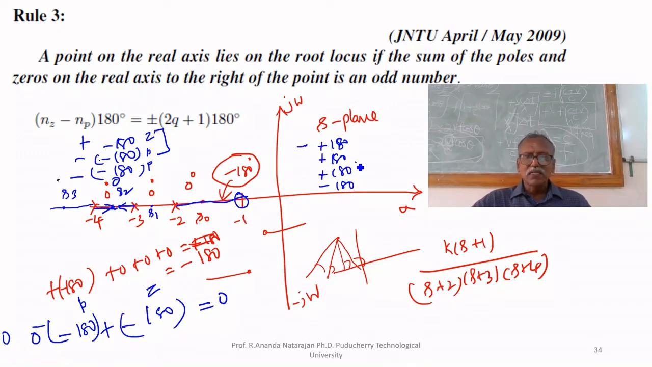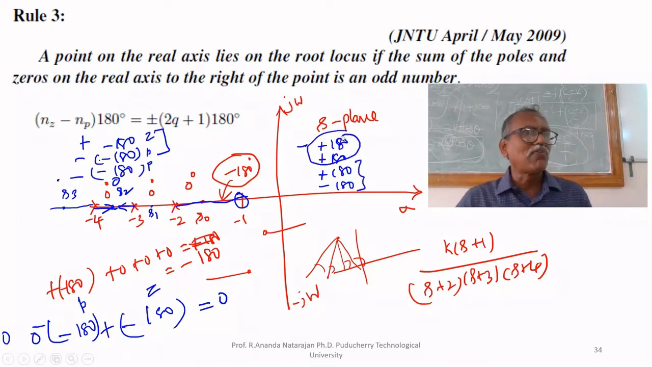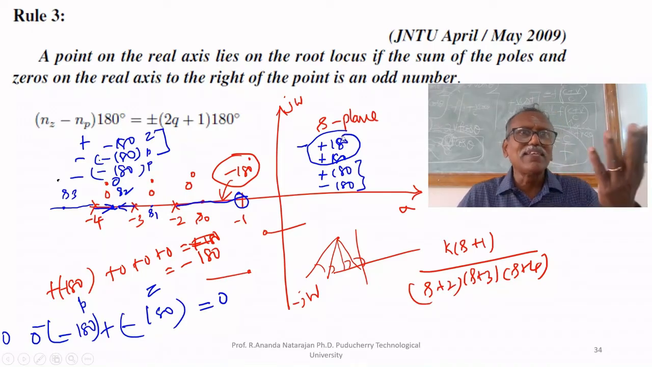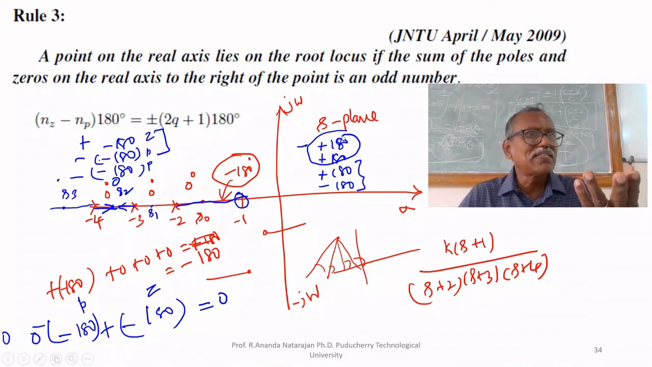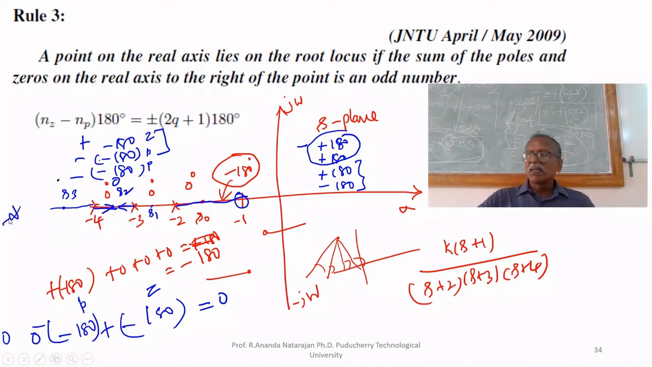This is minus. These two get cancelled. What is the remaining? 180 plus 180, 360. It is not an odd multiple of 180 degree. It is an even multiple of 180. 360 degree is 0. Therefore, it is not an odd multiple of 180 degree. Therefore, any point from minus 4 to minus infinity is not on the root locus.